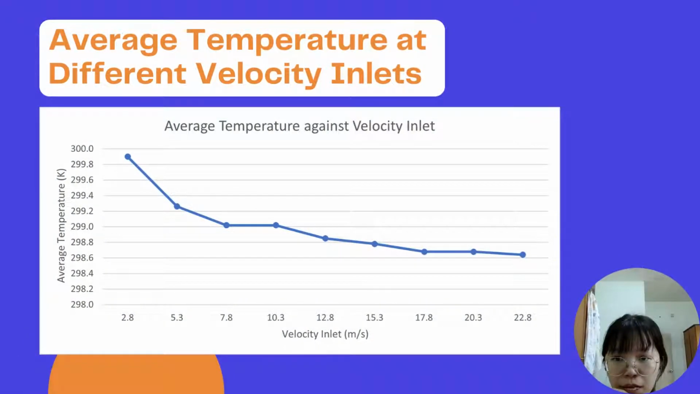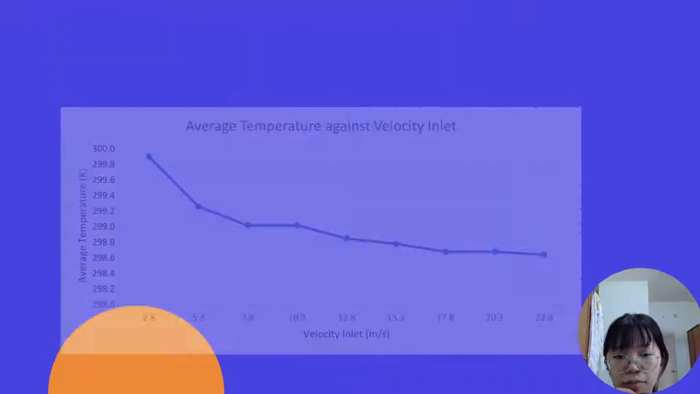Next is the average temperature at different velocity inlets. From the graph, we can observe that the average temperature is decreasing as the velocity inlet is increasing. This is because as the velocity inlet is increasing, the heat release rate is also increasing.